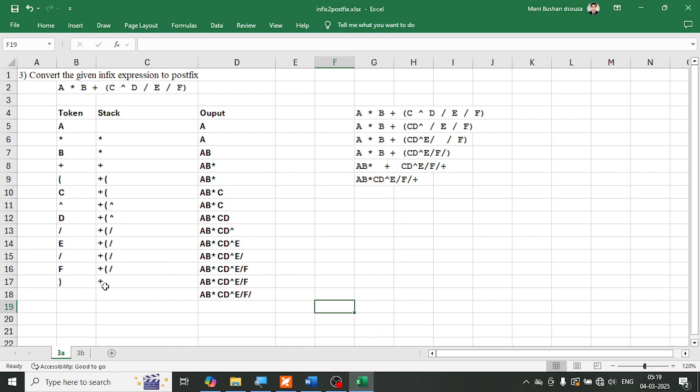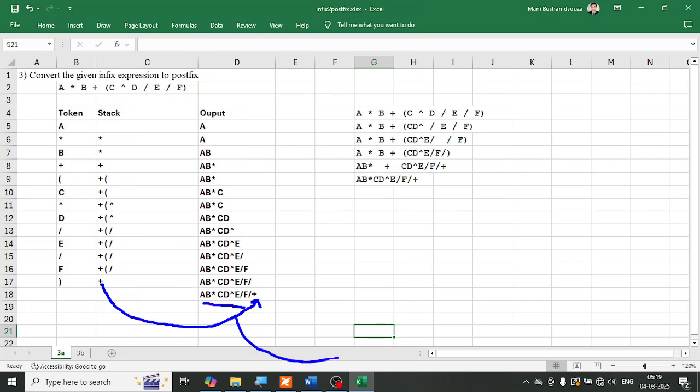Now what is left in the stack is plus. After this, the entire expression is over. What is left in the stack is plus. You just pop that plus out now, and this is the final postfix expression that you can get.